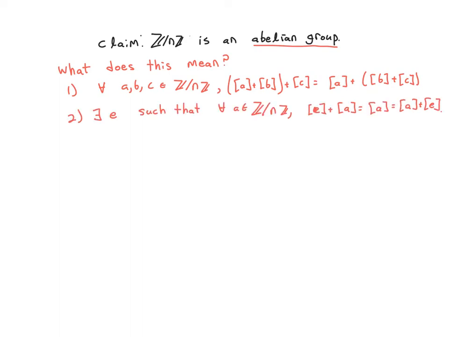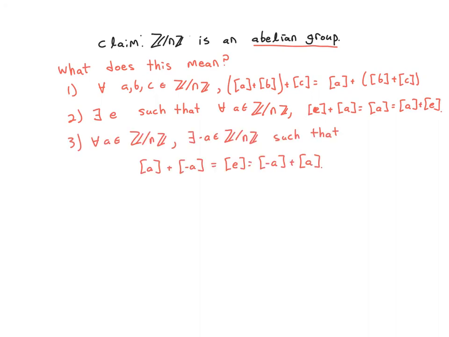What's the next property I have to show? Oh yeah, the identity. There exists some element E, such that for all A, adding E to A gives me A back again. Finally, I need inverses. Because I'm working with an additive group, inverses are actually negatives. For every A, there's a negative A, such that A plus negative A gives me the identity back.